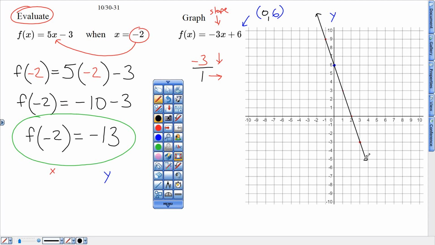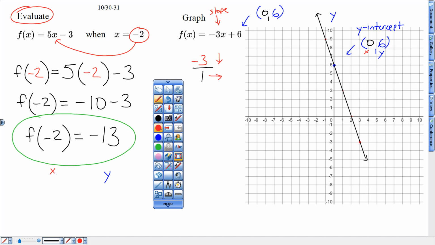I need you to know these parts right here. This is called the y-intercept. This is where your graph is intercepting the y-axis. Know that for the y-intercept, X is always 0. But whatever that number is on the y-axis, that's your y number. That's your y-intercept, 0, 6.